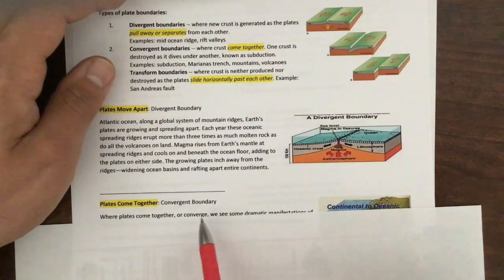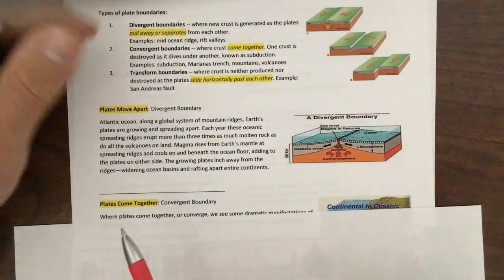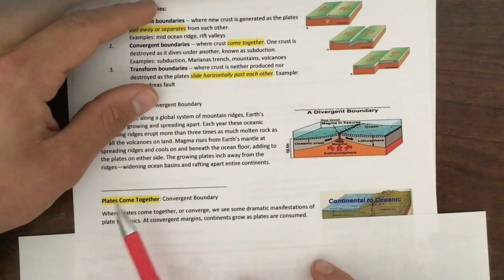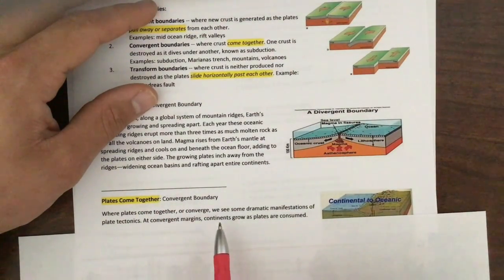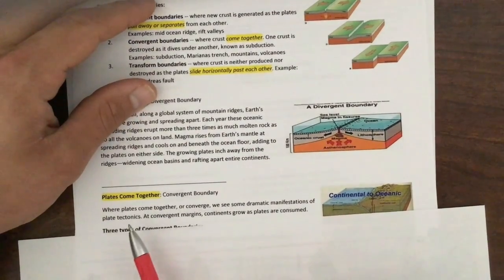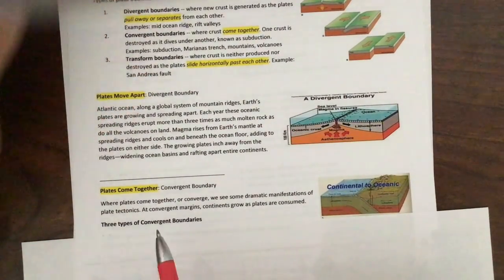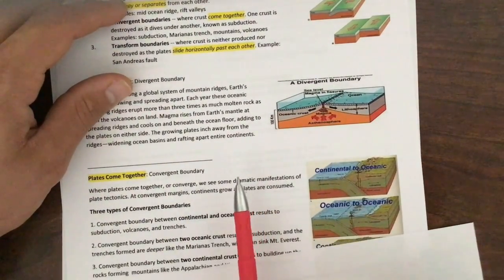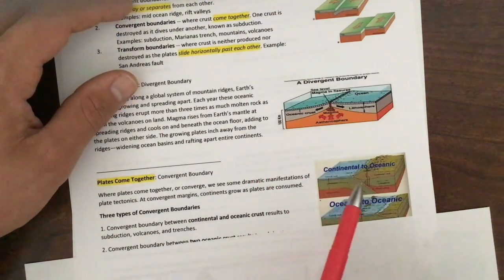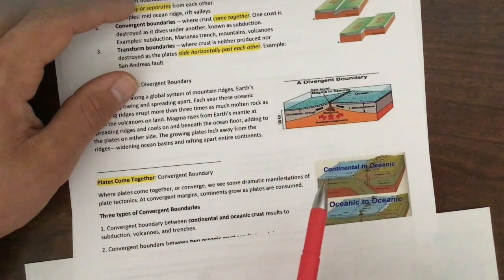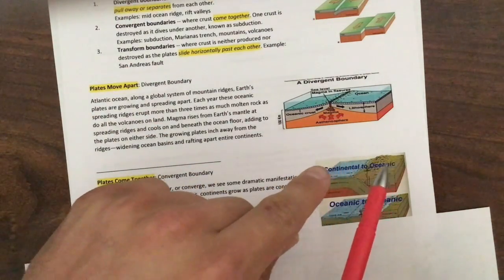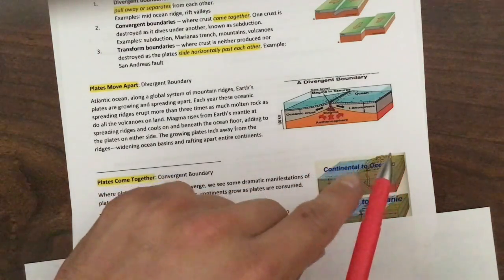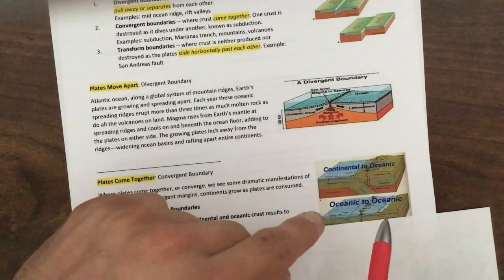Plates come together in convergent boundaries. Where plates come together or converge, we see some dramatic manifestation of plate tectonics. At convergent margins, continents grow as plates are consumed. Okay? All right? So you see here we have a couple different types of these, all right? And we're going to talk about these in a second. But if you look here, see this mountain range? It's caused because this plate and this plate are going into each other, and this one's going under, so it's pushing this one up. So it pushes this one up, and it causes a mountain, okay?